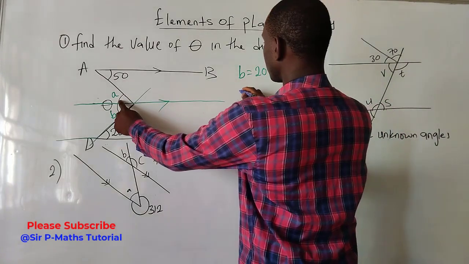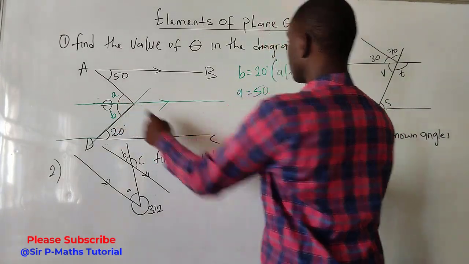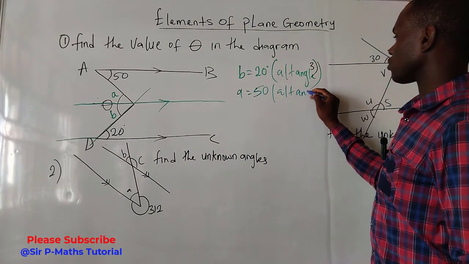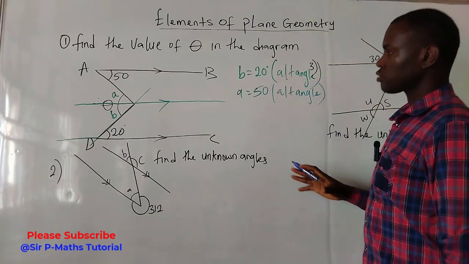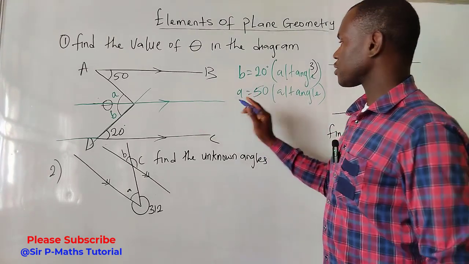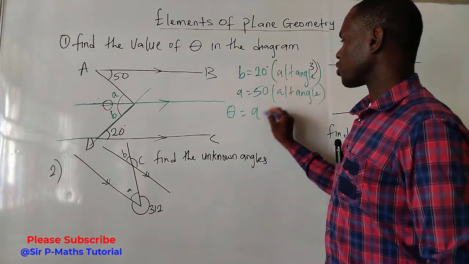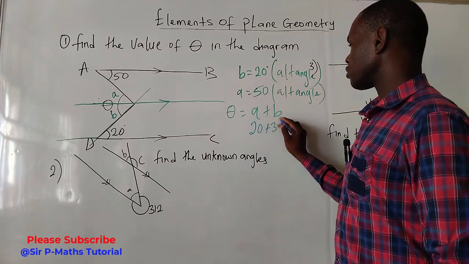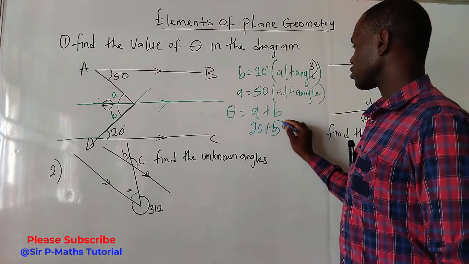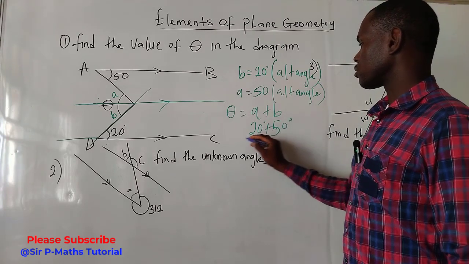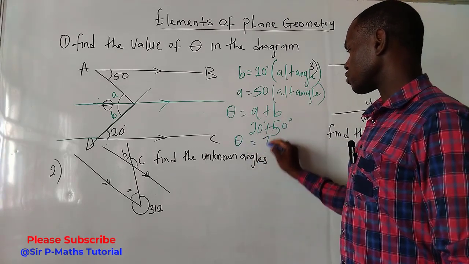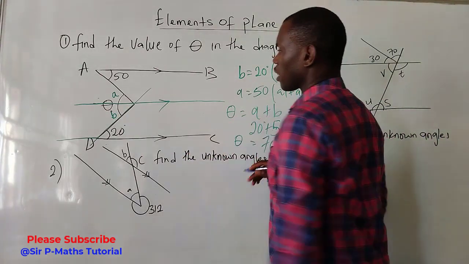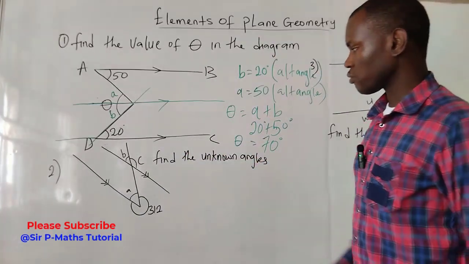In the same vein, A is equal to 50, all right? The same reason, alternate angles. They are alternate. Now to get my theta, I will sum A and B, which is 20 plus 50 degrees. All right? That means my theta is equal to 70 degrees. I've got my theta at 70 degrees. Let's solve the second one.